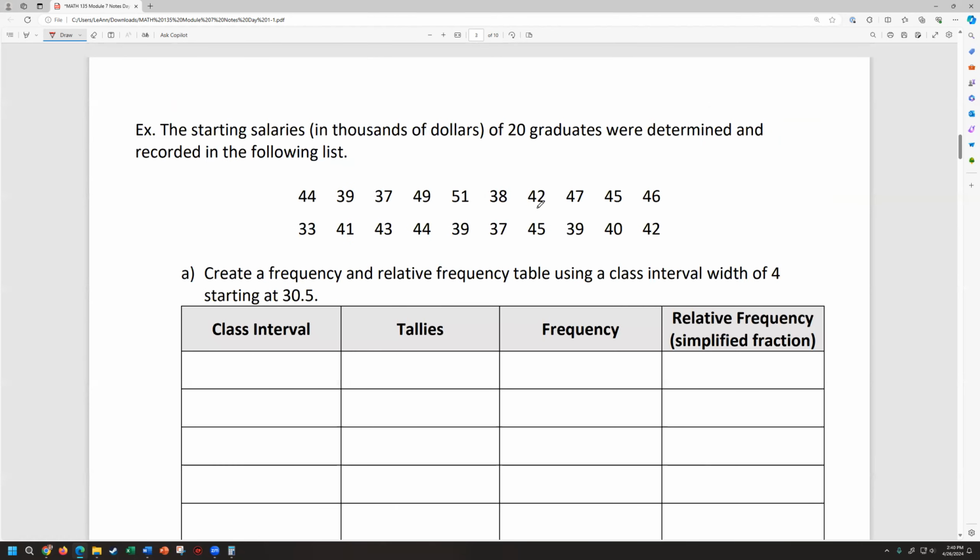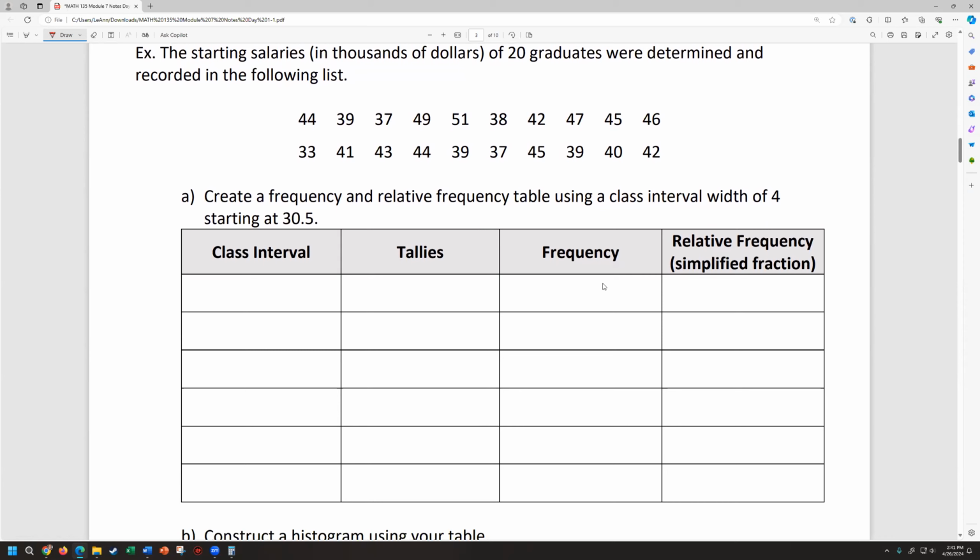Okay, so now we're going to do one from scratch. We're actually going to take a set of data. It's not as long or big. It's 20 graduates this time. This is their starting salaries in thousands of dollars. So that 44 actually represents $44,000. They're just shorthanding and telling us that it's in thousands of dollars. And we're going to have to create the class intervals ourselves, do the tally real quick, which shouldn't take as long, do the frequencies, and then this time they want the relative frequencies as simplified fractions. That's just how they asked for it, so we're going to provide them in that format.